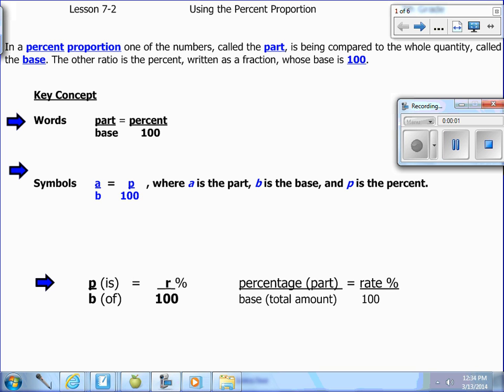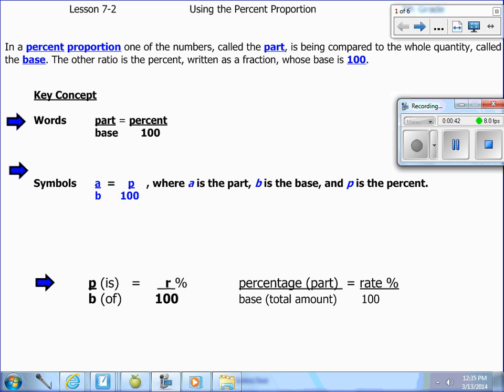In this lesson, we're going to be using the percent proportion. In a percent proportion, one of the numbers, called the part, is being compared to the whole quantity, called the base. The other ratio is the percent, written as a fraction, whose base is 100. So the key concept in words: part over base is equal to a percent over 100. In symbols, you can use A over B is equal to P over 100, where A is the part, B is the base, and P is the percent.